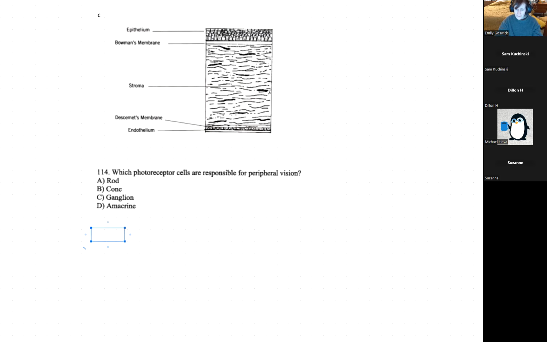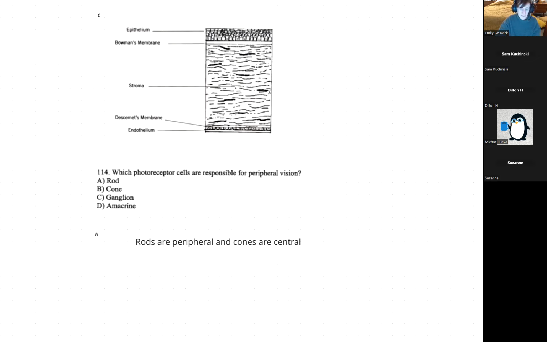Okay, this is hard. I feel like you just really have to remember this one because I always forget what it is. But rods are peripheral and cones are central. So I don't know how to do that. Maybe RRP and CRC. I don't know. Rods are peripheral, cones are central. So good thing to commit to memory.